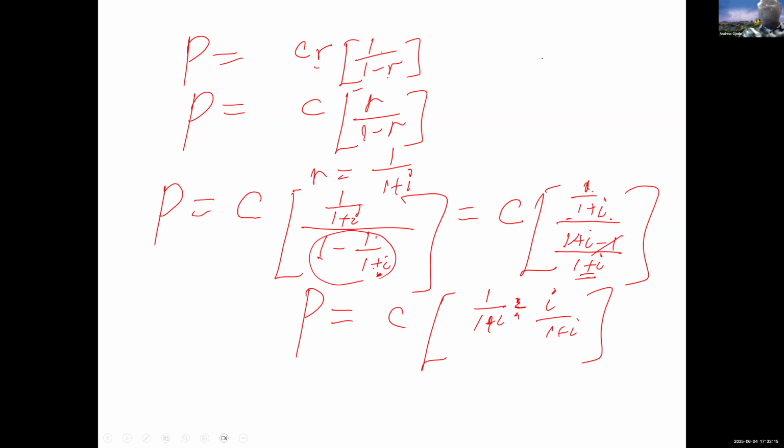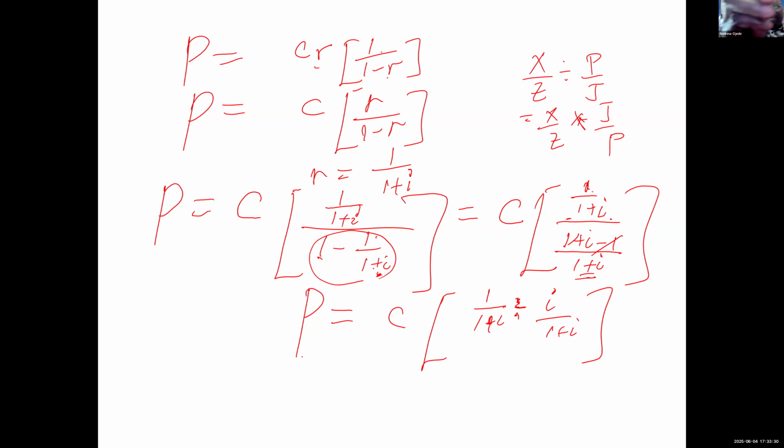Okay, and you guys know that if you're dividing X over Z divided by P over J, this is the same thing as X over Z times J over P. You invert this, you change it to multiplication. So the same thing here, P is going to be the same thing as C times 1 over 1 plus I times, this goes up on top, 1 plus I over I. And then this guy cancels.